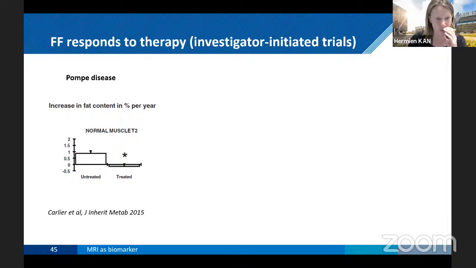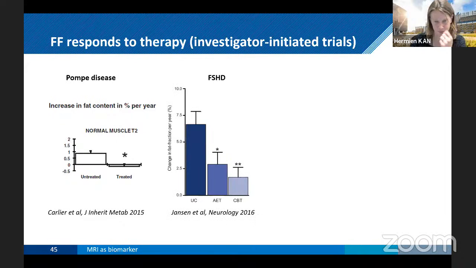This is a study from Pierre's group out of 2015 in Pompe's disease, where they showed that in Pompe patients that were treated, the increase in fat percentage per year was lower in muscles that had a normal muscle T2, so a normal inflammation edema measure, compared to patients that did not receive enzyme replacement therapy, right? But you can already see the difference is quite small. So you really need to be able to measure this correctly.